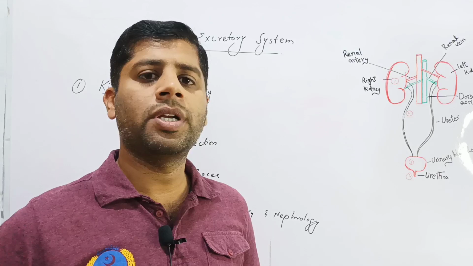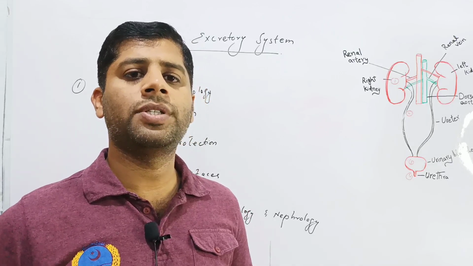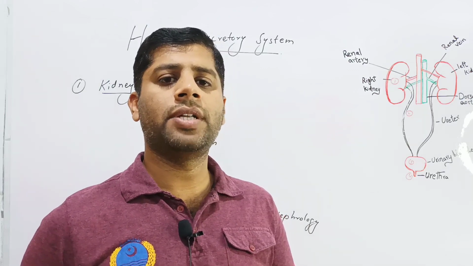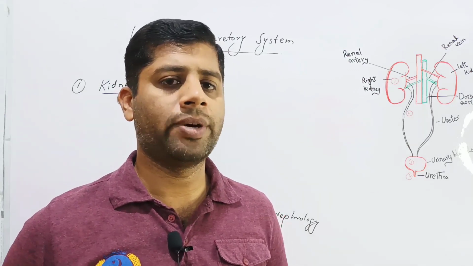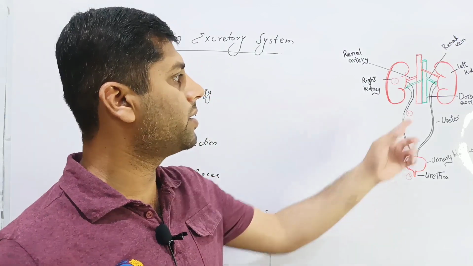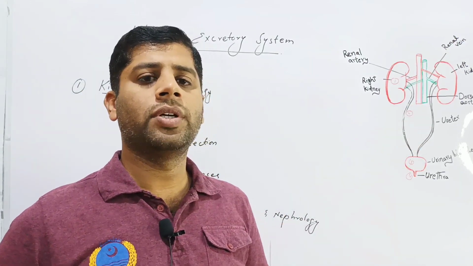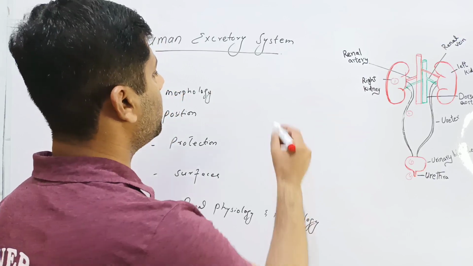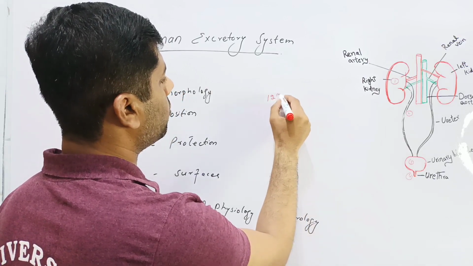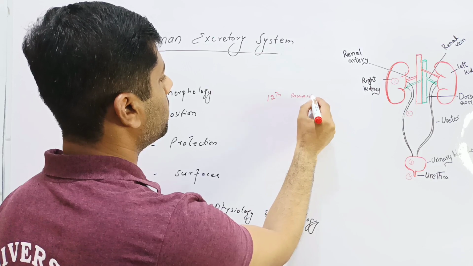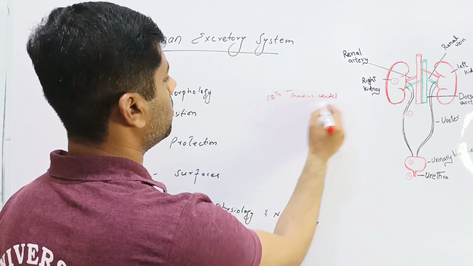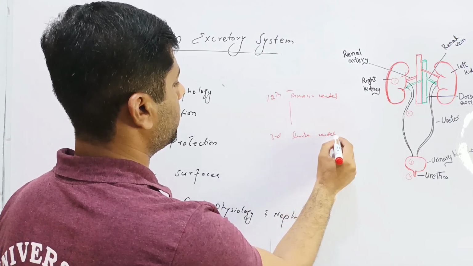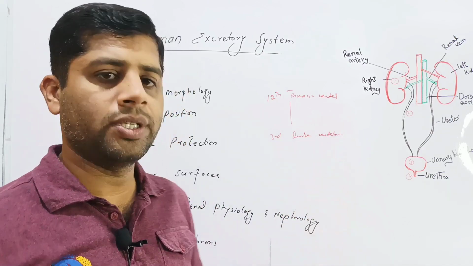Kidneys lie in the abdominal cavity just below the diaphragm. The diaphragm is the organ which separates the thoracic cavity from the abdominal cavity. The kidneys are attached on either side of the vertebral column, and these are present between the last or 12th thoracic vertebra and the third lumbar vertebra. This is the location of the kidneys in the abdominal cavity.